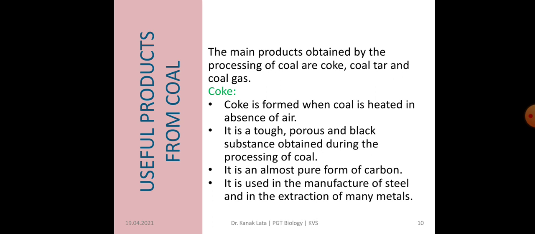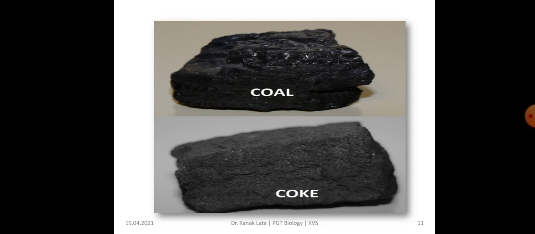First is coke. How is coke obtained? It is formed from the coal when coal is heated in absence of air. Coke is a tough, porous and black substance obtained during the processing of coal, and it is the purest form of carbon. Coke is the purest form of carbon. So it is used in the manufacture of steel and extraction of many metals. Here you can see coal and coke. You see here the coke is porous.